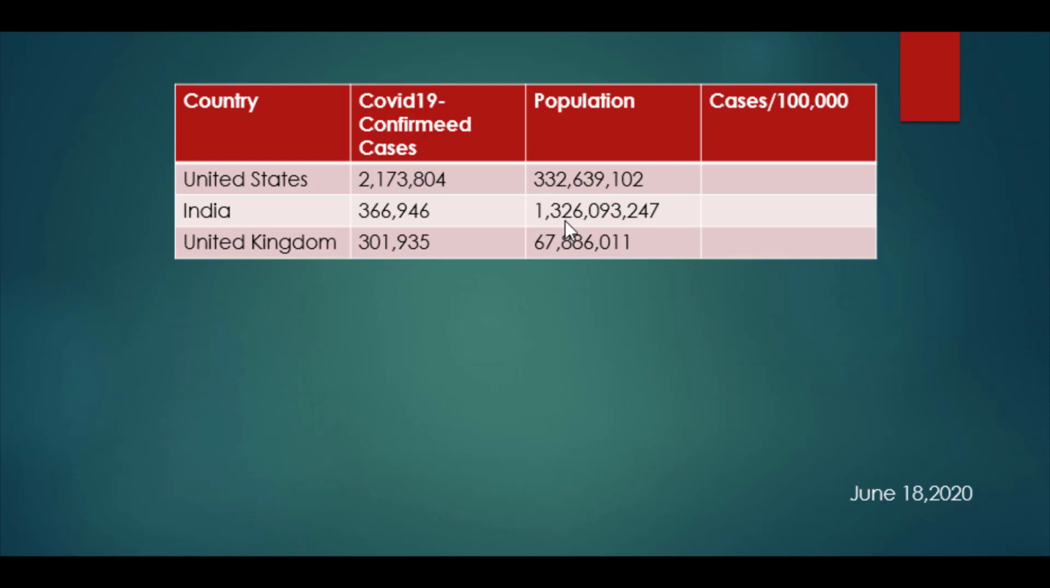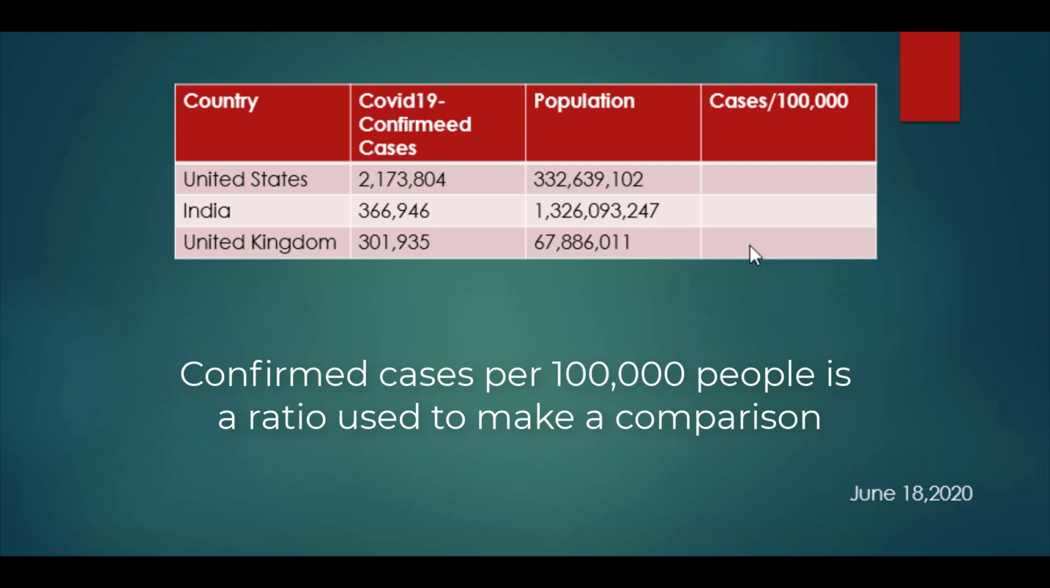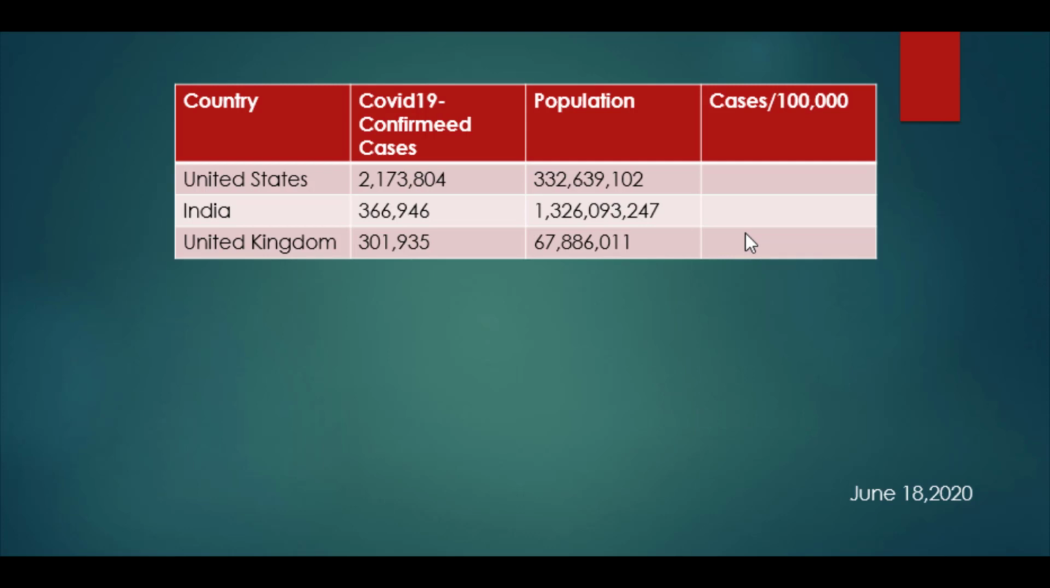Notice the population of India is 1.3 billion. In fact, in a couple of years, India will have the largest population in the world. They will surpass China, which has about 1.4 billion right now. The United States is actually the third most populated country in the world. And the United Kingdom has 67 plus million people. So we have our confirmed cases and our population, and I'm going to look at cases per 100,000. So I'm thinking that may give us a better insight into how many cases there are in the population.